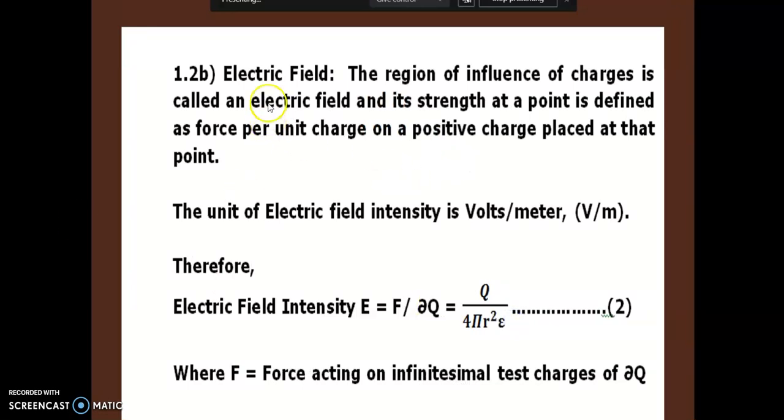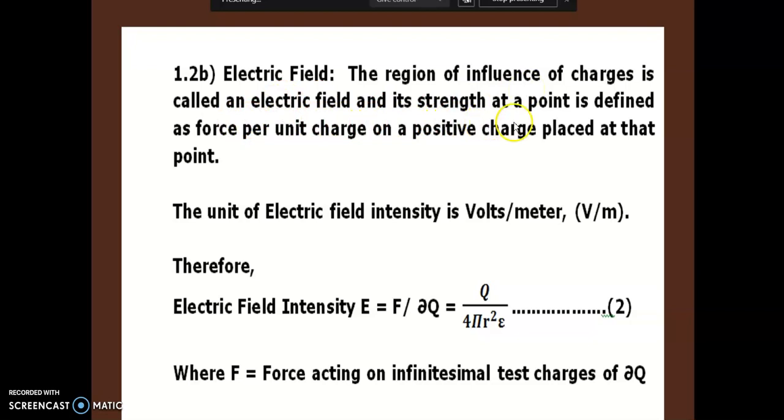Okay. Now the second definition, electric field. So what is the definition of electric field? The region of influence of charges is called the electric field. Suppose two charges are placed at some 1 meter distance. What is the region of influence of those two charges? Because if you go away from the charges, you will not feel their influence. So the region in which you feel the influence of the two charges is called the electric field.